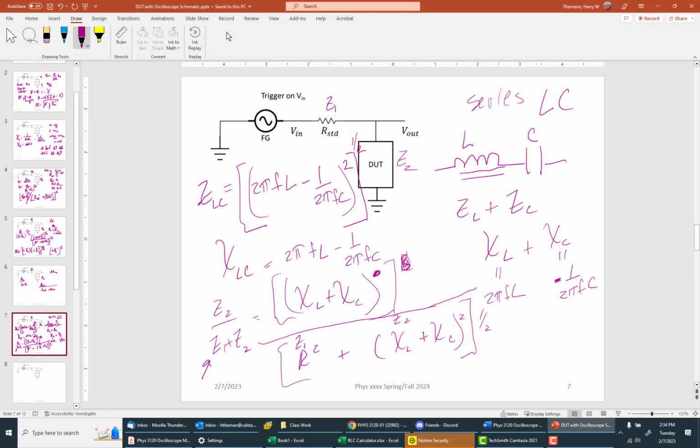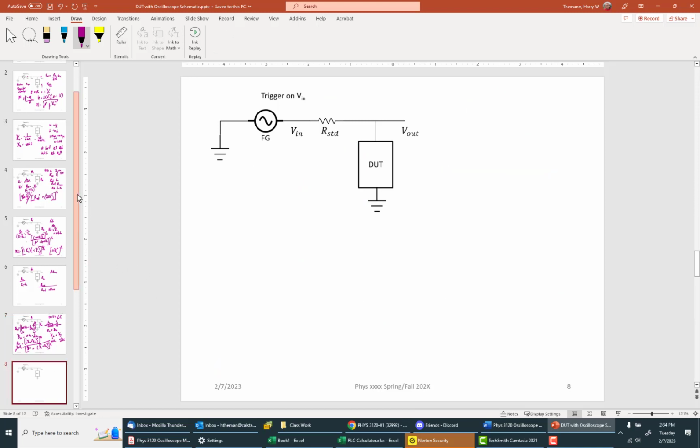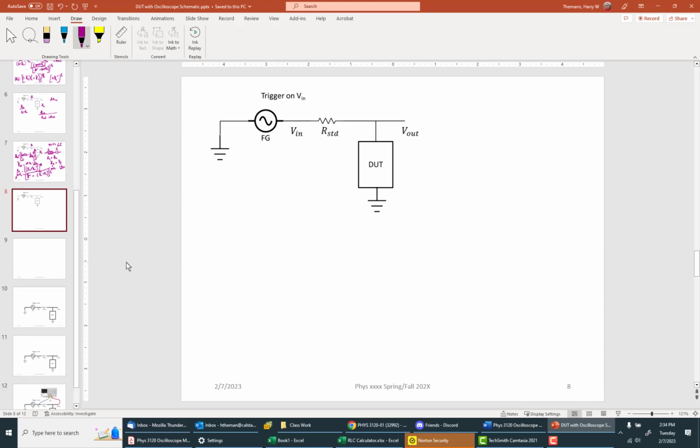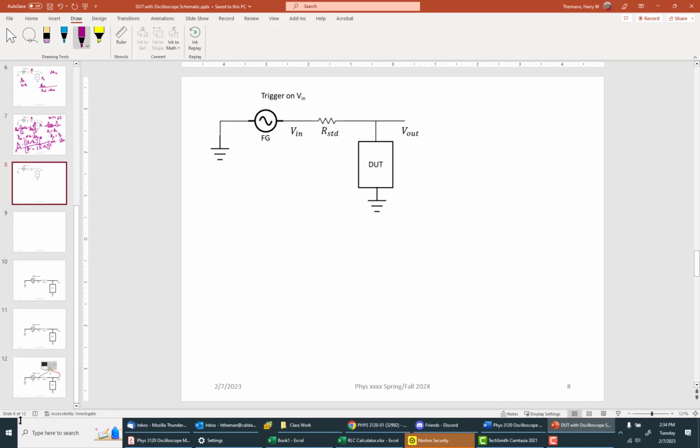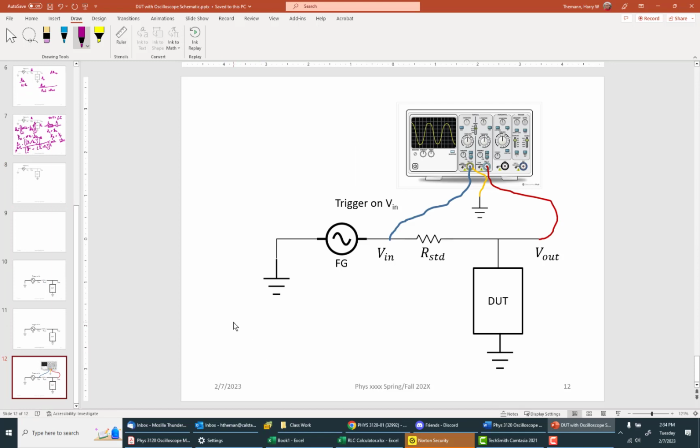Okay, so let's see what we got here. What else do I need to tell you? So at the end of the day now, we don't need any of this math to just take some measurements.